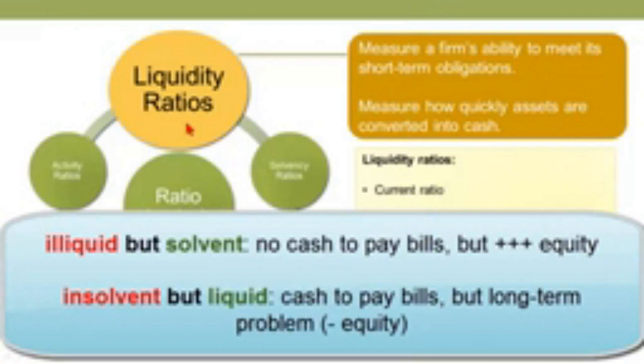Conversely, it's possible for the company to be liquid but insolvent in the sense that they've got the cash to pay bills today, current expenses, but in the long run they have a negative net worth, they're insolvent. So short term is liquidity, long term is solvency.